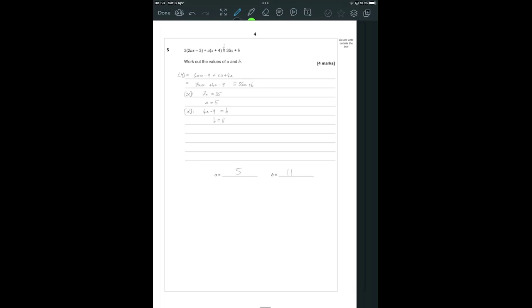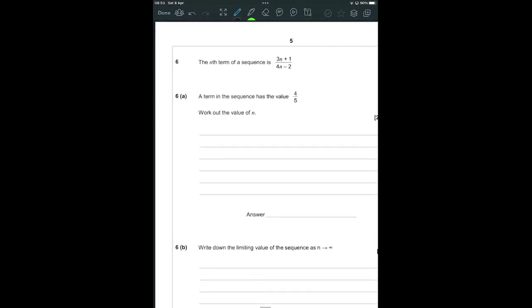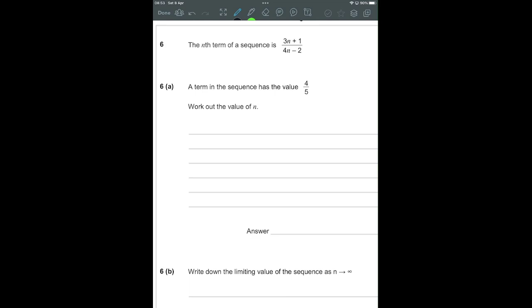Once again, lots of ways to check that kind of question when you come back to go through at the end. The nth term of the sequence is given by that.